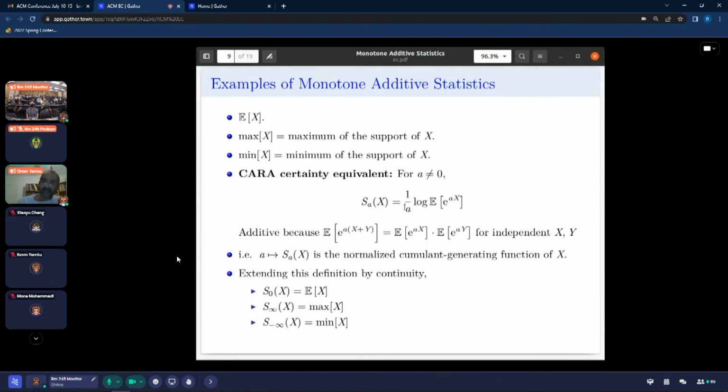This is additive because the moment generating function of independent random variables is the product of their moment generating functions. Okay, so this monotone additive statistic S_A, you can call it the normalized cumulant generating function of X, is a monotone additive statistic because we're integrating a monotone function here. And in fact, if you take this parameter A and take its limit as A goes to 0, you get the expectation.